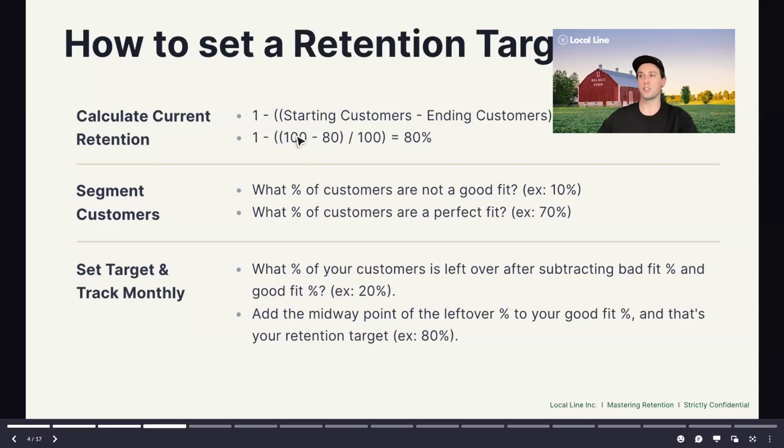Okay, so the simple way to do it is if you have 100 customers at the start of the year, you have 80 at the end of the year from that cohort, then your retention rate was 80%.